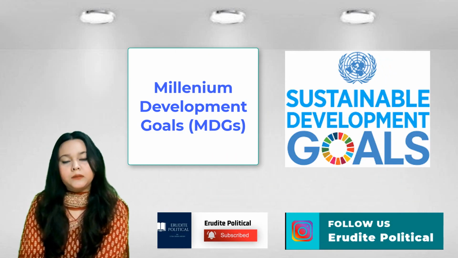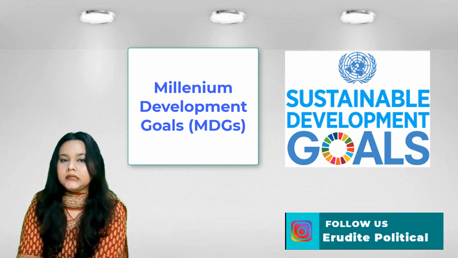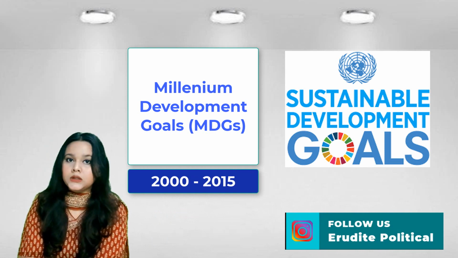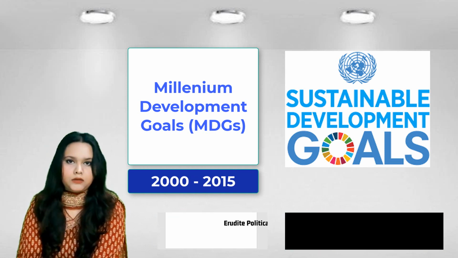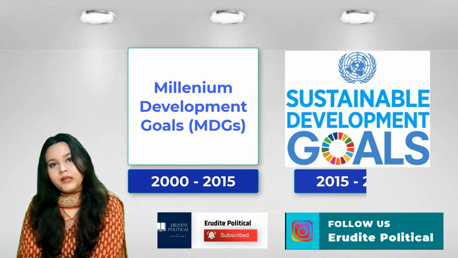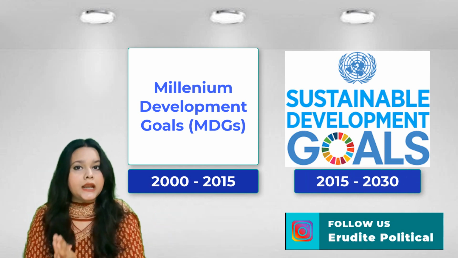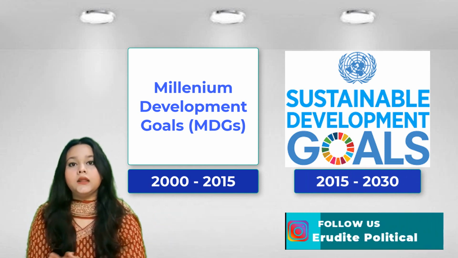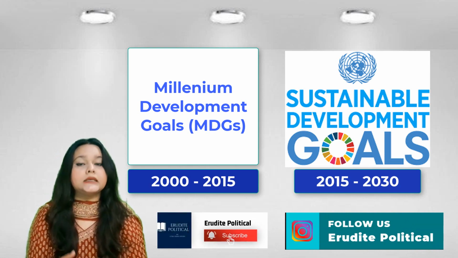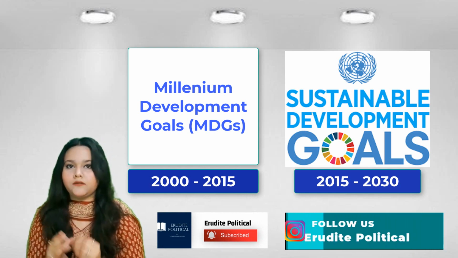First came the Millennium Development Goals, which were adopted for the years 2000 to 2015. After the Millennium Development Goals came the Sustainable Development Goals, adopted from 2015 to 2030. So basically, Sustainable Development Goals are the successor of the Millennium Development Goals, or we can say the Millennium Development Goals are the predecessors of the Sustainable Development Goals.